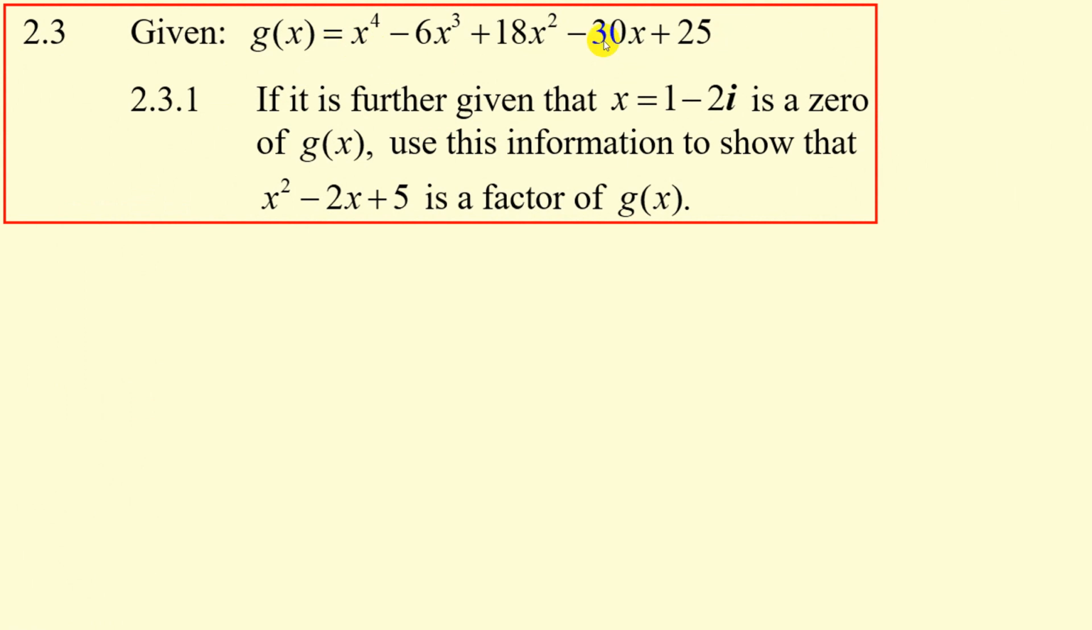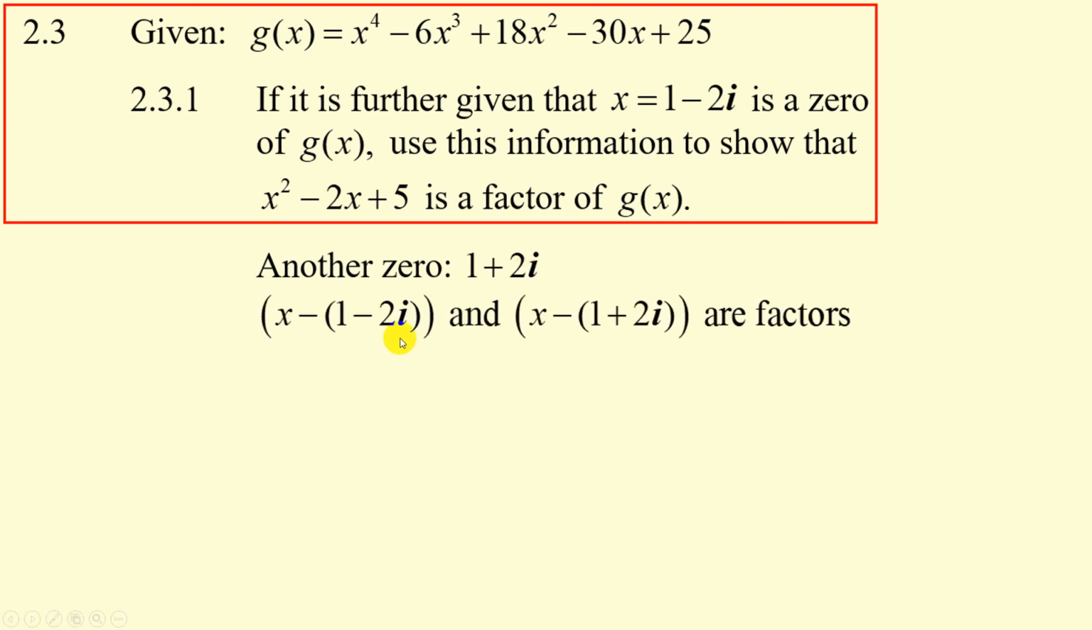So we're given this fourth degree expression, and we're told that 1 minus 2i is a 0 of g of x. Use this information to show that x squared minus 2x plus 5 is a factor of g of x. Well, there are no unreal numbers there, no complex numbers within there, and if x equals 1 minus 2i is a 0, then that means that 1 plus 2i must be a 0 as well. So there are factors, x minus the first 0 and x minus the second 0. So there they are there, those two factors.